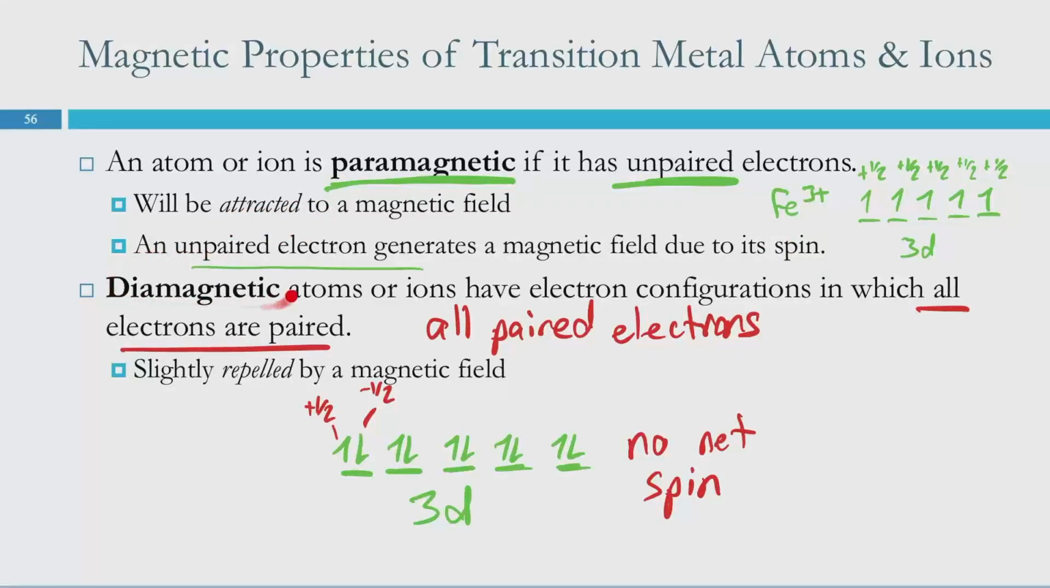The other option is diamagnetic, meaning all the electrons are paired, the di like two directions. So we've got, for an example, a full 3d shell. All of our upspin is canceled out by downspin. There's no net spin. And this will be slightly repelled by a magnetic field. It's not magnetic.